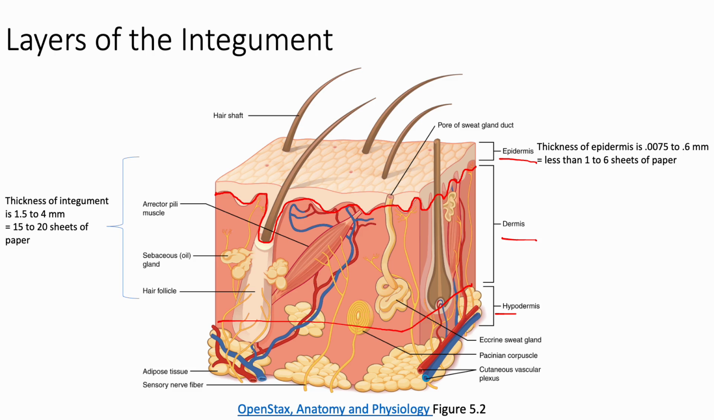Now, I know there's a lot of structures listed on this, and we will get to those in a separate video. We're going to talk about all of these sweat glands, the sebaceous glands, all of those. But for now, I just want to introduce you to the basic layers, the epidermis, the dermis, and the hypodermis. Now, I do want you to see that the entire integument we talked about, right, is about 1.5 to 4 millimeters thick. So in terms of something that you can probably relate to, that's about 15 to 20 sheets of paper. But the epidermis is somewhere, depending on where it's located, between 1 to 6 sheets of paper thick.